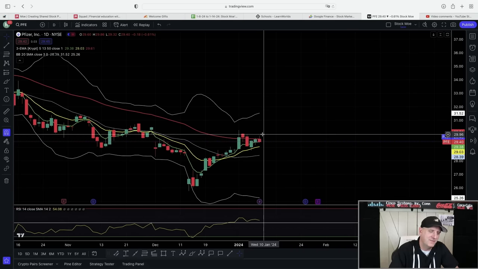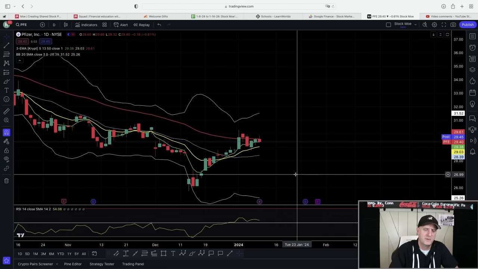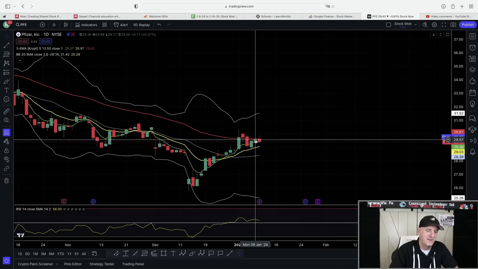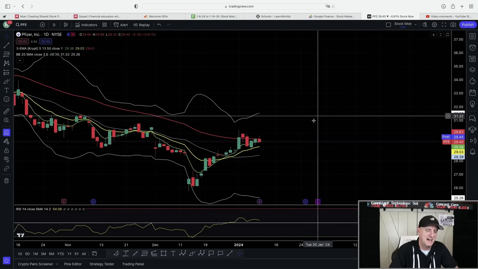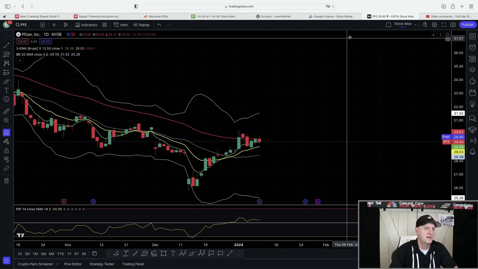If they do get above there and can confirm, this should be able to run into the 30s, and I mean pretty good and quickly. If it fails, it's going to collapse down, and you're going to see it back down in the mid-20s.